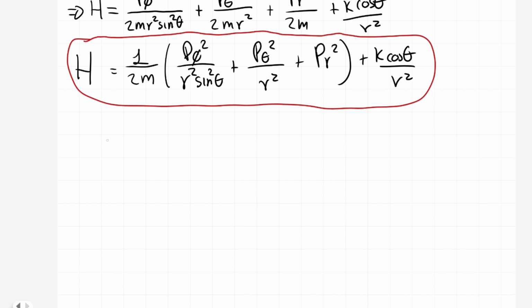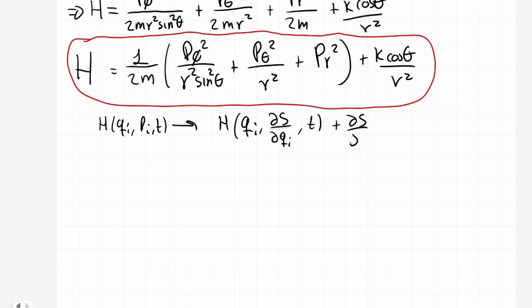Recall that the Hamilton-Jacobi equation for a Hamiltonian H that depends on Qi, Pi, and t is that we have this Hamiltonian, but now evaluated at the partial of S with respect to Qi and the time, plus the partial of S with respect to time equals 0. In this case, again, we have a Hamiltonian that does not depend on time.